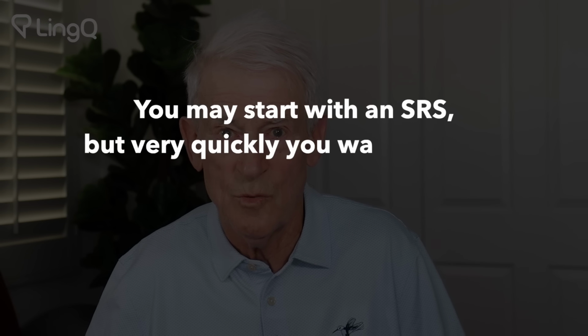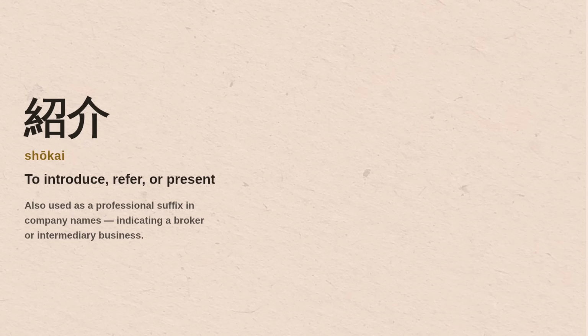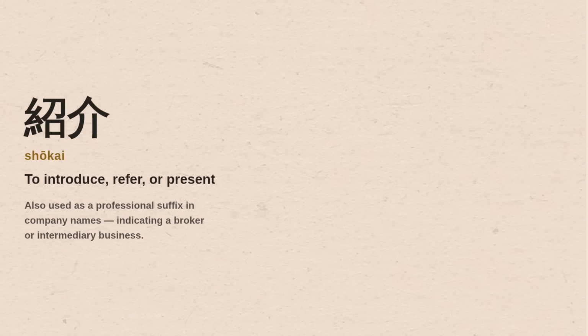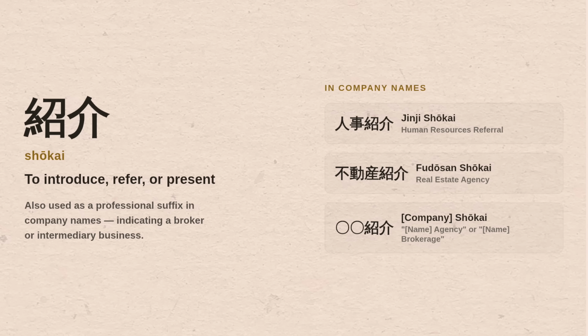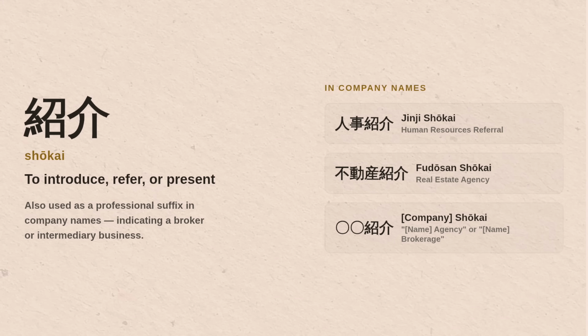So my advice is, you may start with an SRS system, but very quickly you want to move to reading. You want to move to where you see these characters in context, because the meanings of these characters, and particularly the sounds, are going to be very dependent on context. So you have to get to where you see them in different contexts so that you start to see what they mean. For example, shokai means to introduce, but it's also used in the names of companies. So Okamoto Shokai. And all by itself, shokai doesn't tell you what the meaning is. Is this shokai shimasu, I introduce someone, or is this Okamoto Shokai? So you have to start learning these in context, which means get started reading.